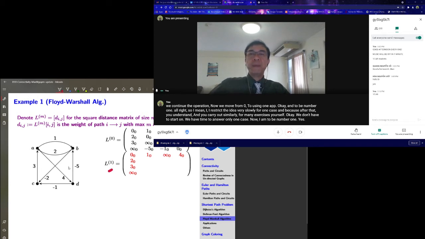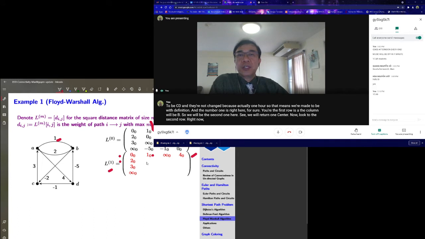So from A to B, C, D, not changed because actually it is one arc. So that means from A to B we employ this connection, and the number one is right here for sure because the first row is A, the column will be B. So B will be the second one here, C will be the third one, etc. Now look at the second row. Okay. Right now I copy the first column, but I have not yet filled in the entries inside, you see.